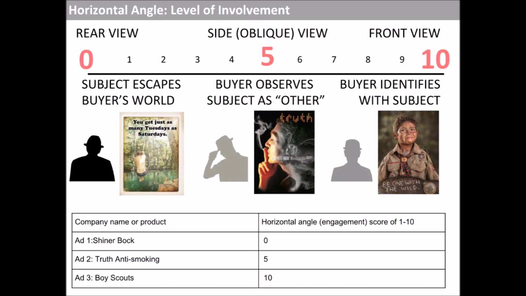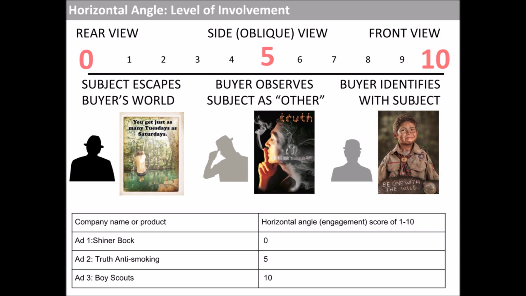Now, please look at your 3 ads and score them using the provided worksheet. If your ad depicts a subject from a rear view angle, score it as one that promises an escape from the buyer's world at a 0, 1, or 2. If your ad depicts a subject from an oblique horizontal angle, that is, from the side, score it as one that encourages you to view the subject in the ad as other, importantly different than the buyer, as a 4, 5, or 6.